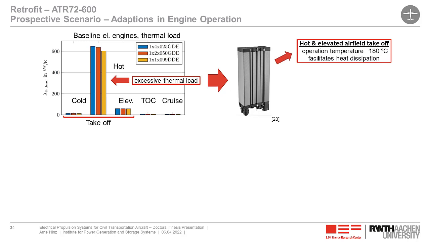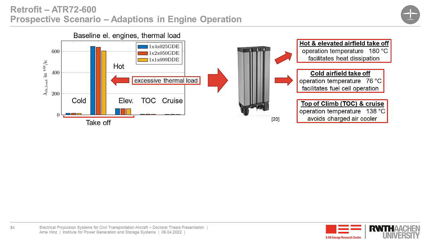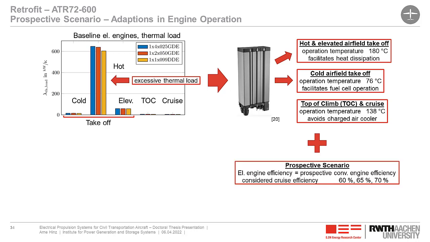We will adapt the operation temperature during hot and elevated airfield takeoff to a temperature of 180 degrees C to facilitate heat dissipation. And during cold weather takeoff, we will set the operation temperature to 76 degrees C to facilitate the fuel cell operation itself. And at top of climb and cruise, we will head for an operation temperature of 180 degrees C to avoid the necessity of a charged air cooler, as we have here the highest pressure ratio between ambient and the fuel cell system.